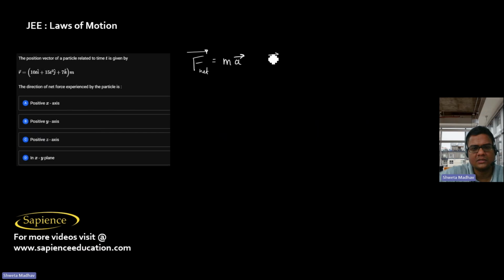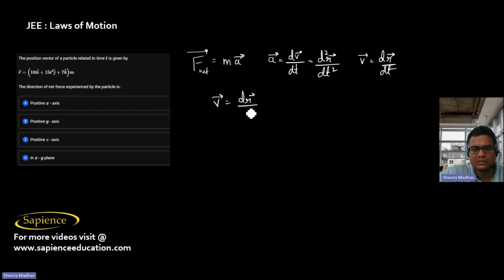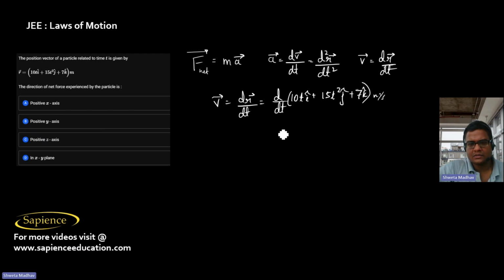So acceleration is dv by dt, which can also be written as d square r by dt square. Hence v is dr by dt. So first we have to find v, which is dr by dt. That will be d by dt of 10t i cap plus 15t square j cap plus 7 k cap meter per second. So this will be 10 i cap plus 30t j cap, this much meter per second.